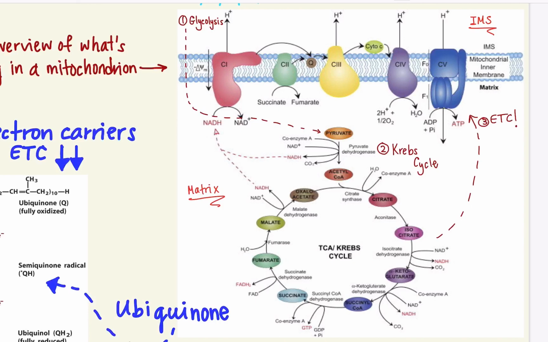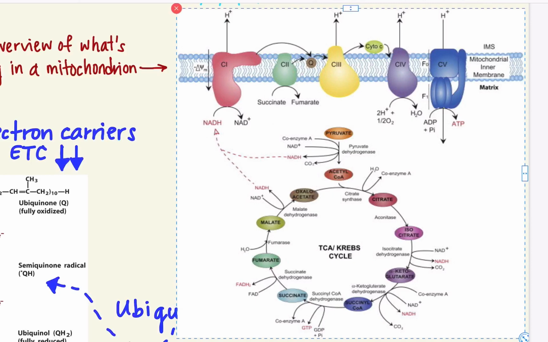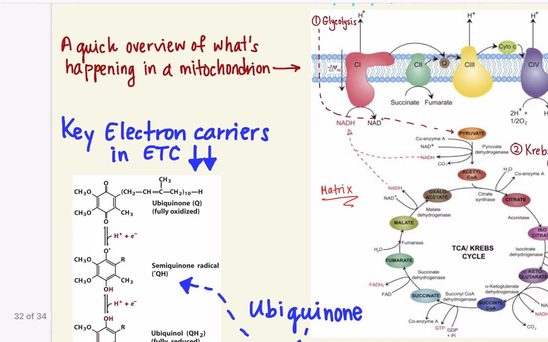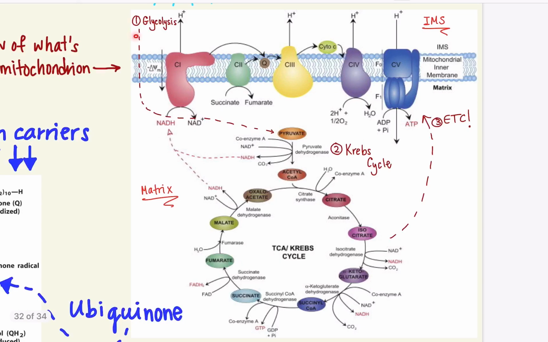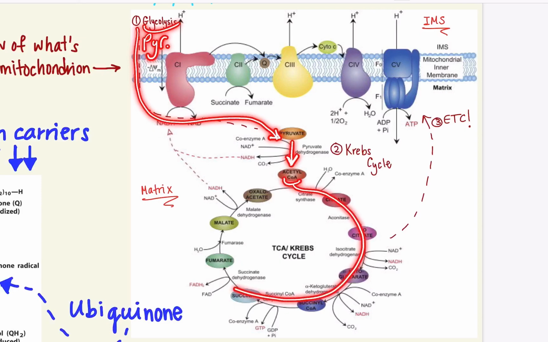For reference, glycolysis takes place in the cytosol, which is outside of that outer membrane, right? If this is the outer membrane, cytosol would be right here. Then after glycolysis, the product of glycolysis, pyruvate, makes its way into the matrix of the mitochondrion, where it gets turned into acetyl-CoA that enters the Krebs cycle, still in the matrix.